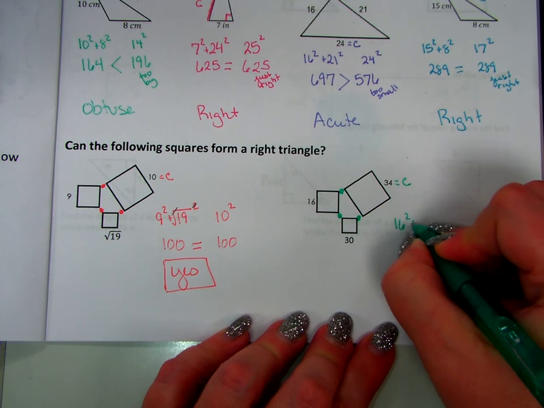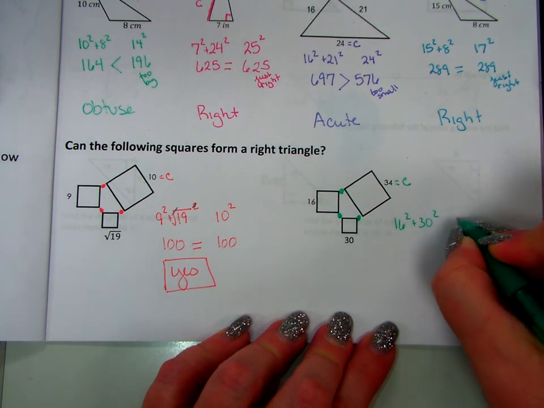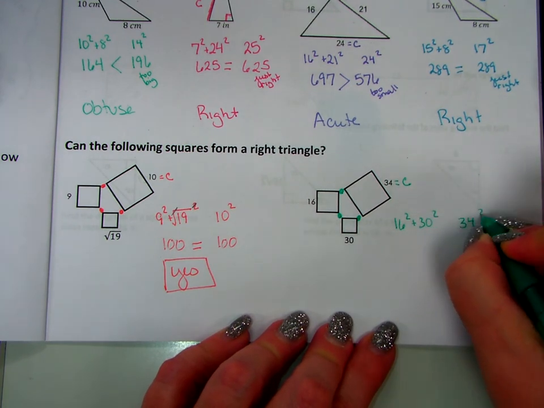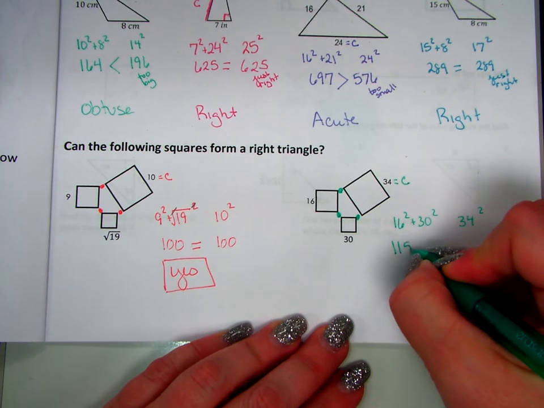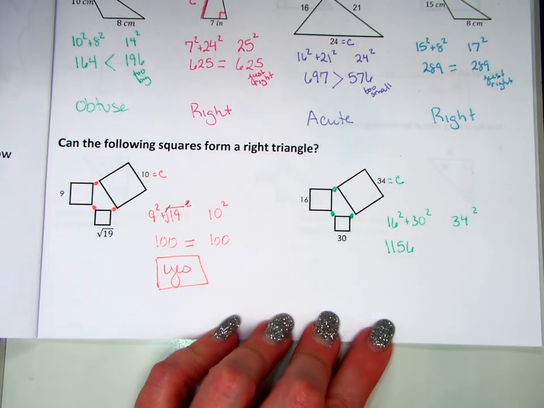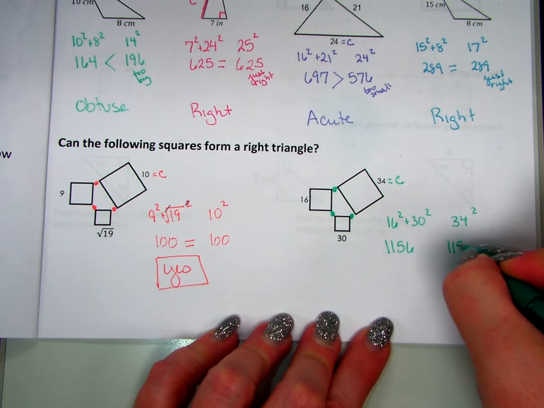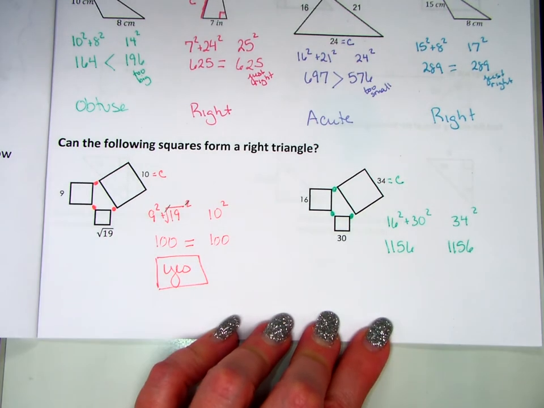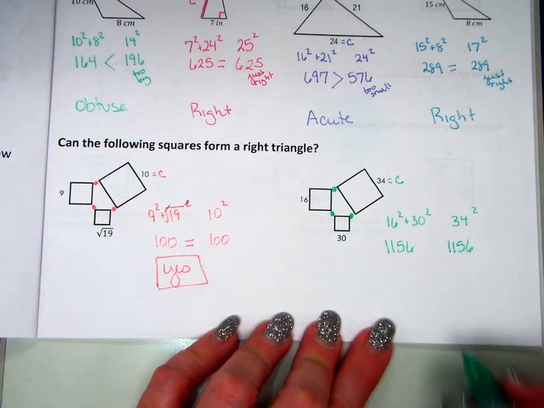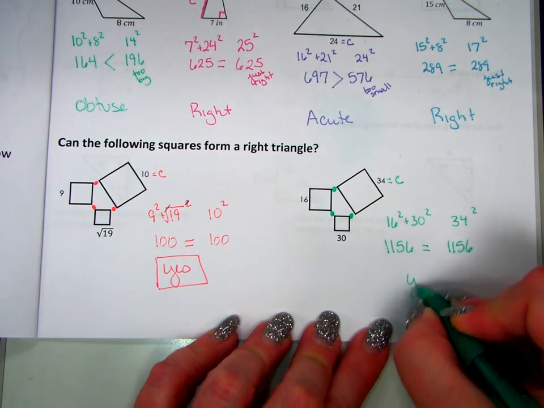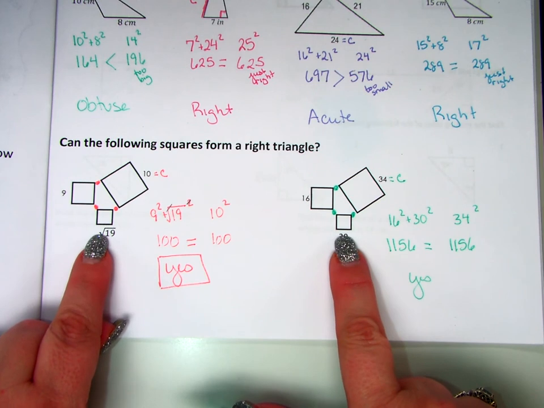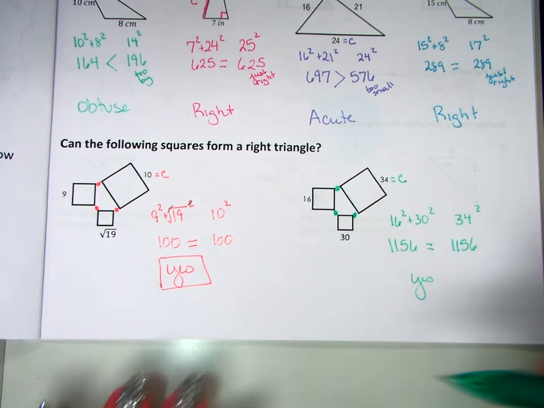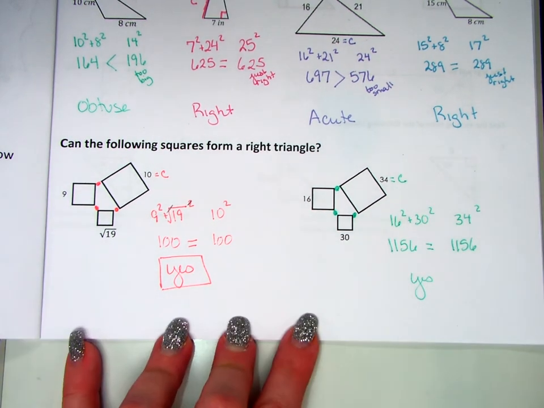So 16 squared plus 30 squared. Is that equal to 34 squared? 16 squared plus 30 squared is 1,156. And 34 squared? So yes or no, can I make a right triangle? Yes. When you see these problems, this is the Pythagorean Theorem in pictures, right?